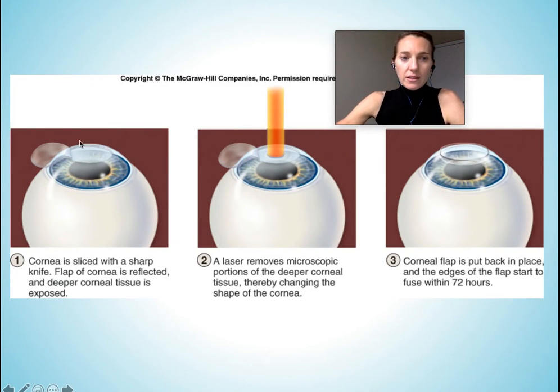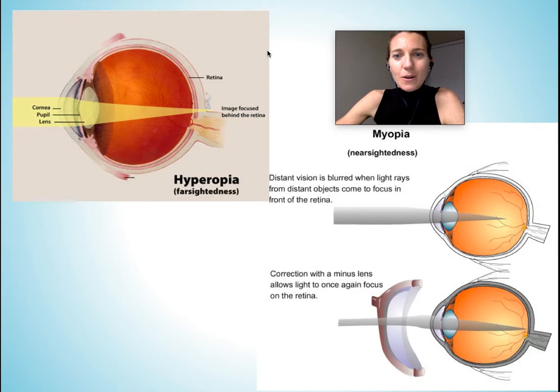So they'll slice the cornea, and then they'll remove some of the deeper parts of the cornea itself, and they'll seal the edges, and you can see that it typically starts to fuse within about 72 hours. So it's another surgery that is remarkably fast with really high success rates. Conversely, if you're farsighted, the image actually focuses behind the retina, and again, a corrective lens will enable that image to be focused right on the retina.